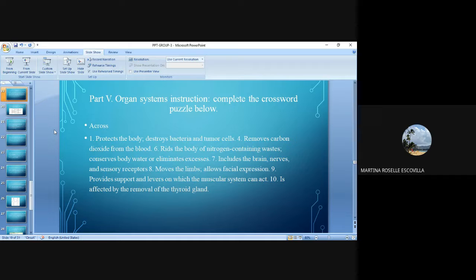Part 5. The organ systems. Instruction: complete the crossword puzzle below. So, what is an organ system? An organ system is a group of organs that work together to perform one or more functions. Each organ has a specialized role in a plant or animal body and is made up of distinct tissues.